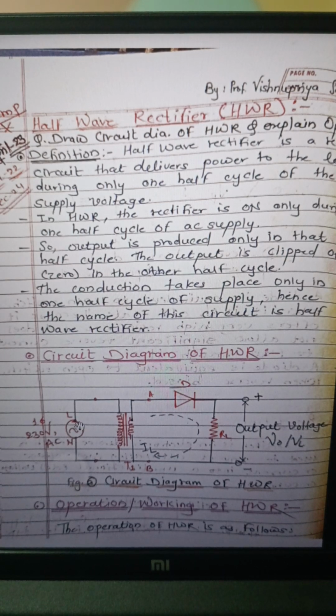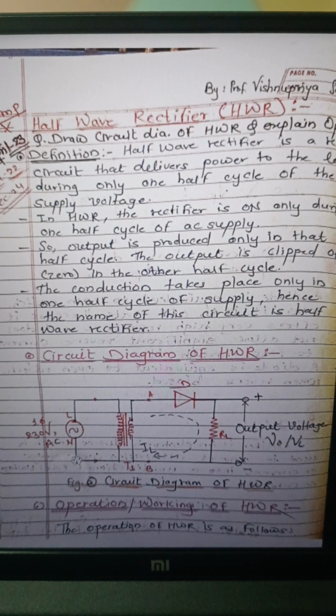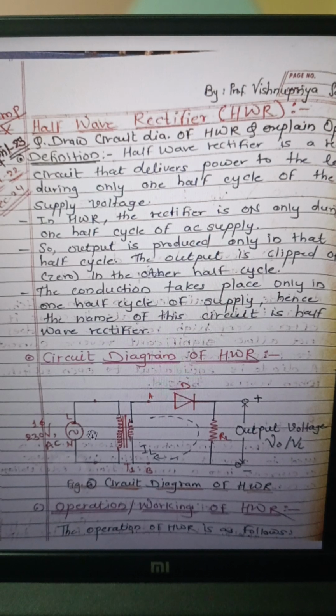So input to the half wave rectifier is a single phase 230 volt AC supply. As it is a rectifier, it converts that AC into DC. So this is the input.